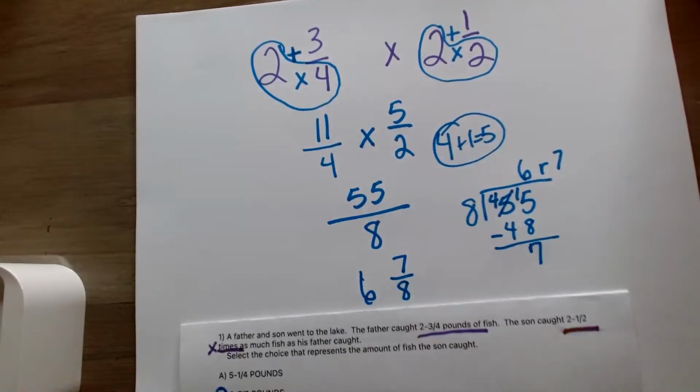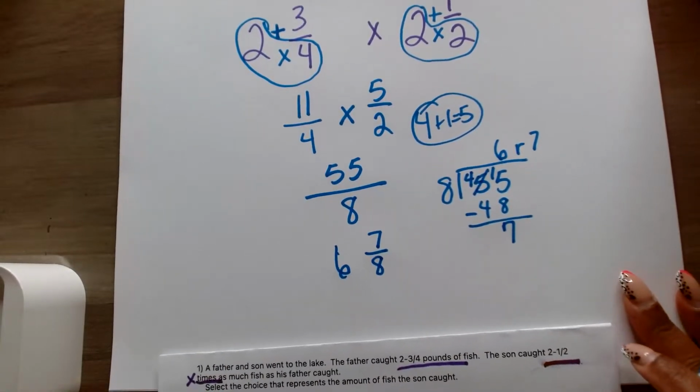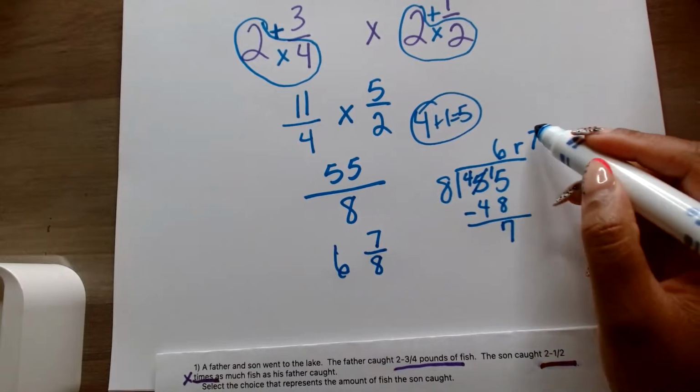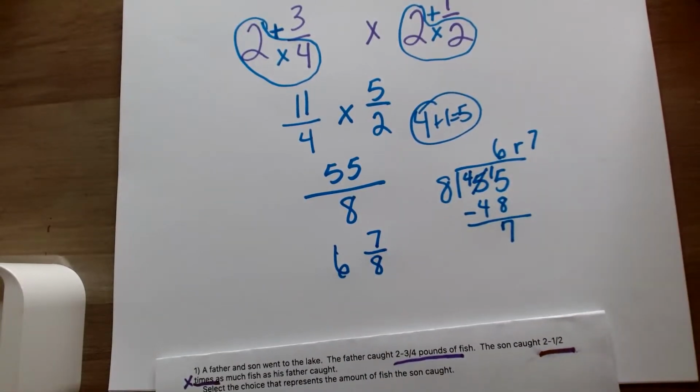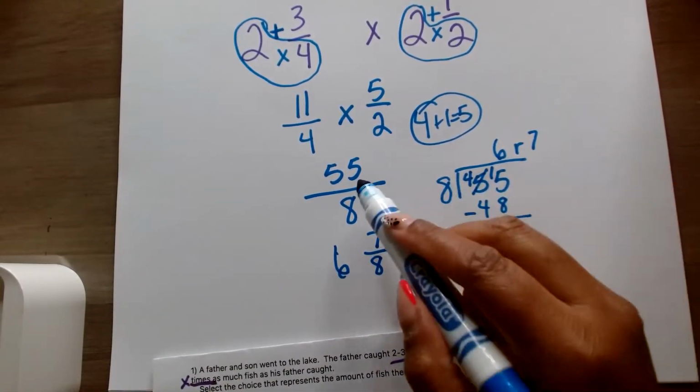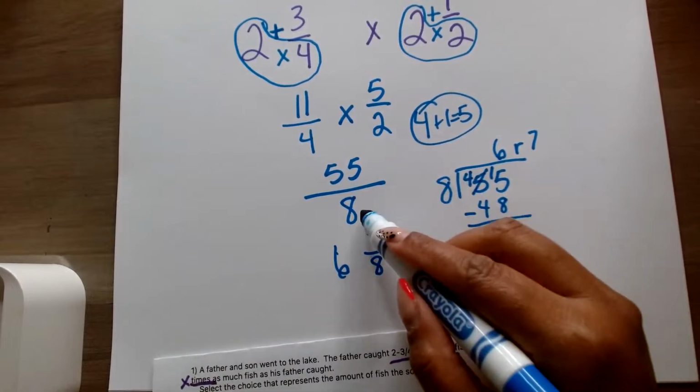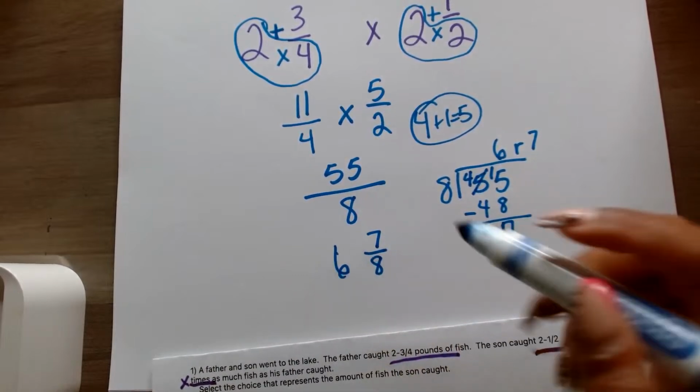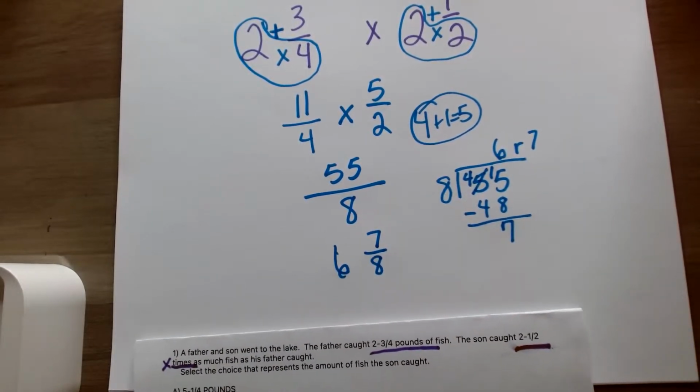And Jessica, correct. The fraction bar means to divide. Thank you for that. And whenever you have a remainder, it is actually a fractional part. That is why we can put it back over our denominator of 8, and our answer is 6 and 7/8.